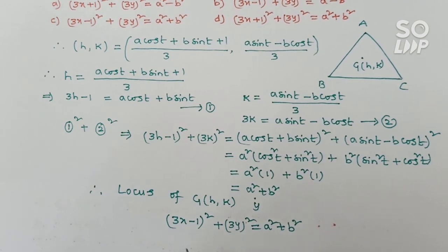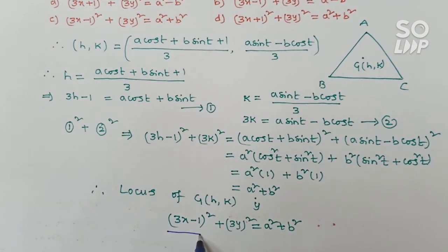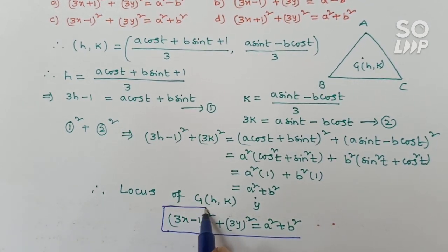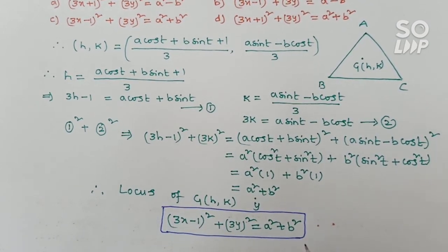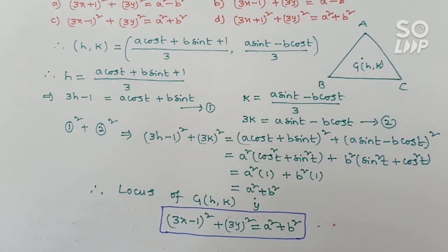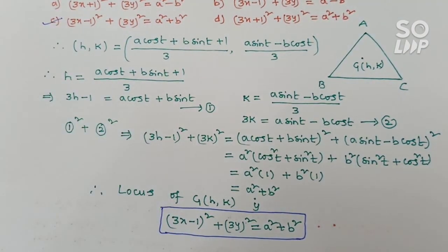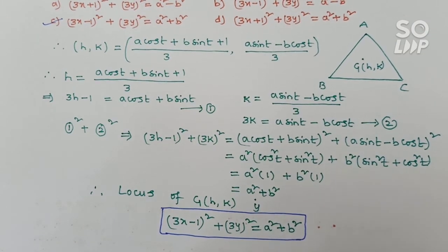So what is the correct answer? You see all the given options. Which option is coinciding with this one? Look at this: 3x minus 1 whole square plus 3y whole square is equal to a square plus b square. Option C is the correct answer.